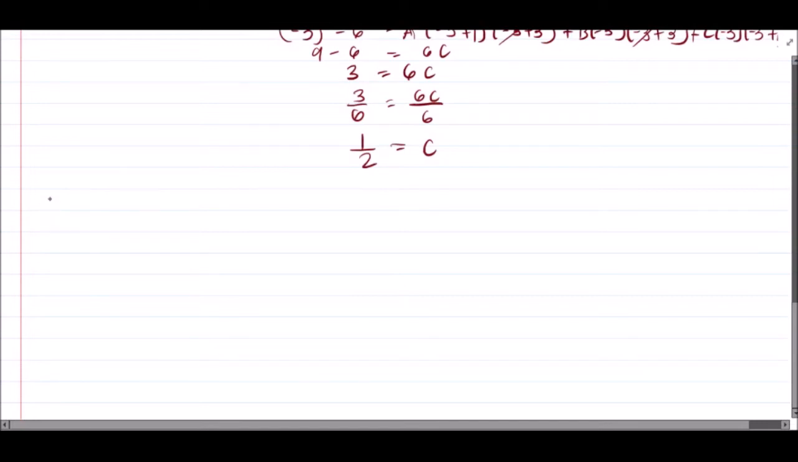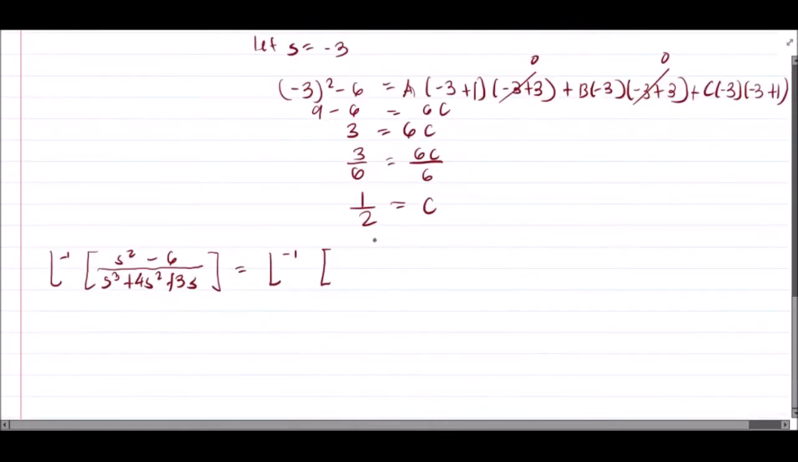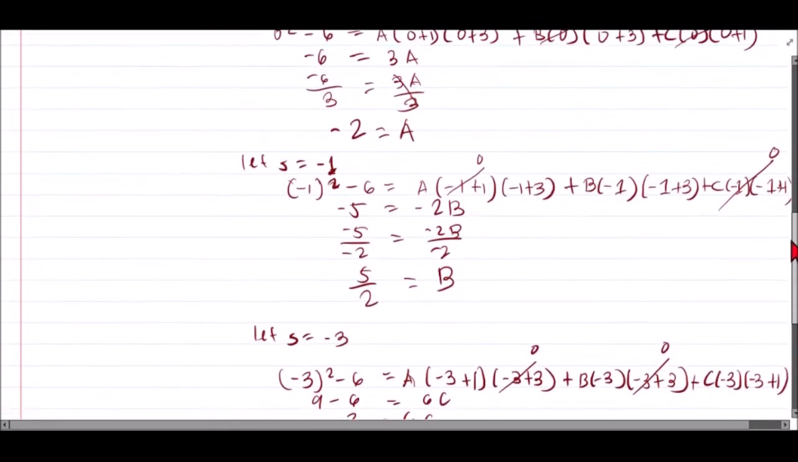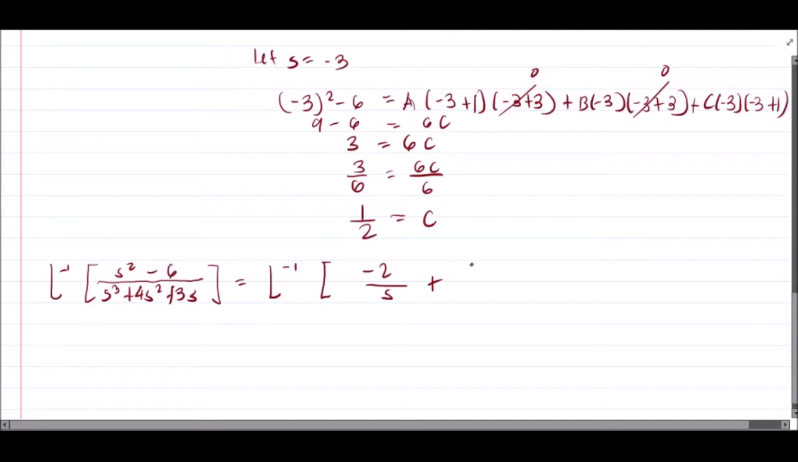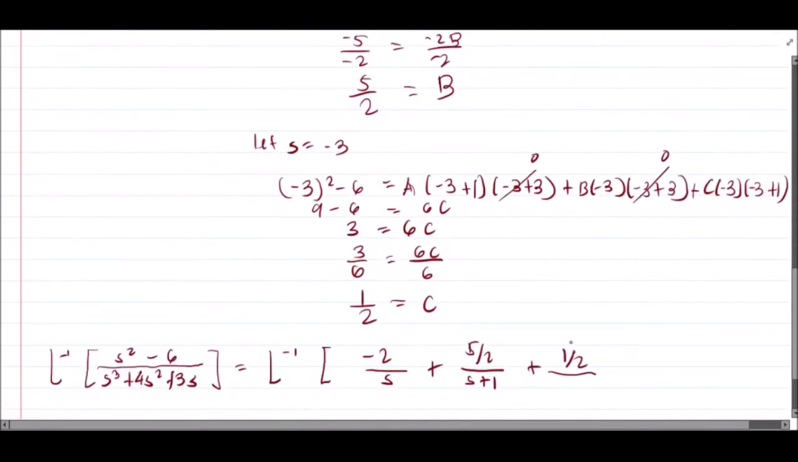So we could say that the inverse Laplace transform of (s squared minus 6) all over (s cubed plus 4s squared plus 3s) is equal to the inverse Laplace transform of our partial fractions. So our A is A over s, and the value of A is negative 2 over s, plus our B is 5 over 2, so that will be B over s plus 1, or 5 over 2 over s plus 1. Then our C will be 1/2 over s plus 3.